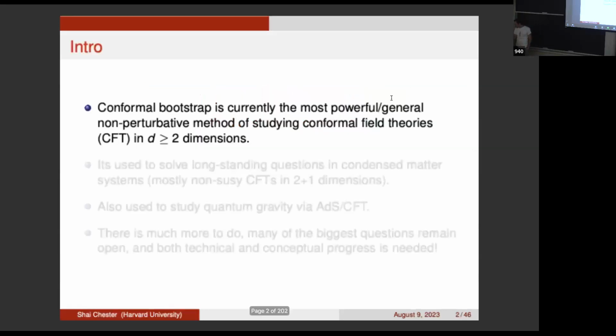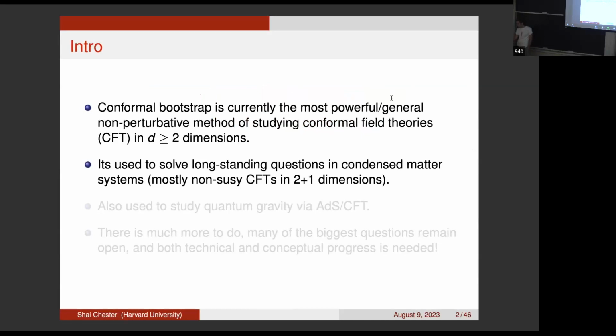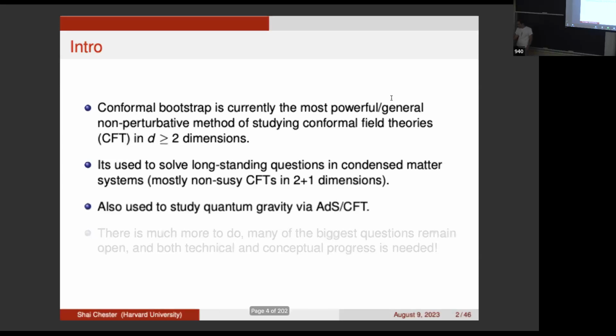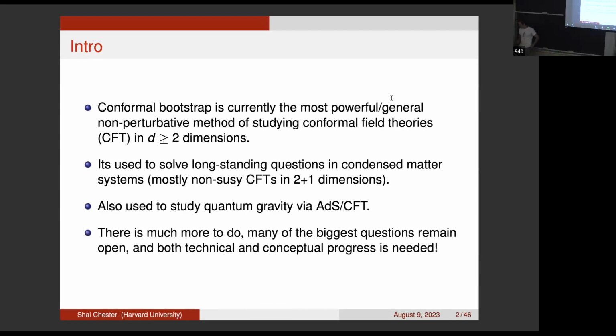All right, so let's jump right in. As a general introduction, Conformal Bootstrap is currently the most powerful and general non-perturbative method of studying conformal field theories in D greater than or equal to 2. It's already been used to solve long-standing questions in condensed matter systems, which usually means non-supersymmetric CFT in 3 dimensions. Usually that's what people mean by condensed matter. It's also been used to study quantum gravity via the AdS/CFT correspondence. So there have been a lot of good results so far, but there's much more to do.